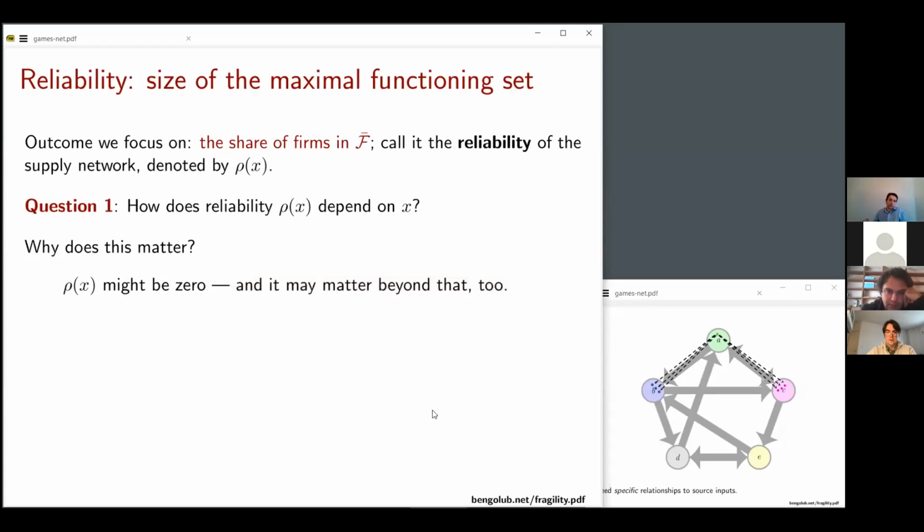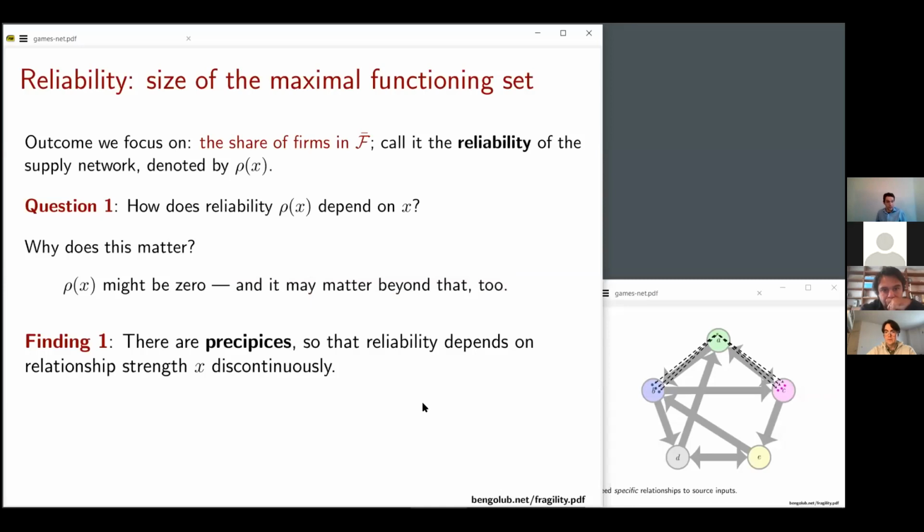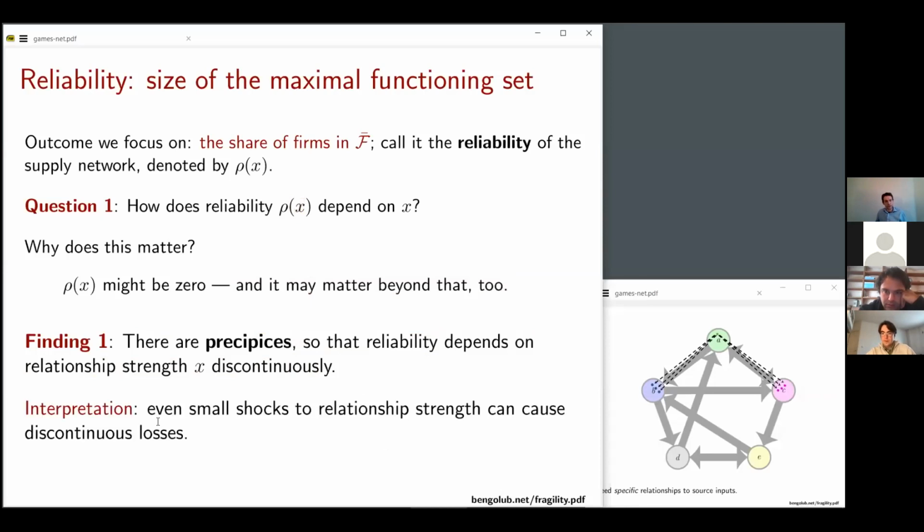In the US, beef production is down by 10%, pork production is down by 25%. That surely is going to have implications for prices and quantities in other industries, and for welfare. And our main finding is going to be that there are these things we call precipices, so that reliability depends discontinuously on X, which is the probability that these pipes work. And then we're going to interpret that and say even small shocks to relationship strength can have very, very stark discontinuous consequences for economic welfare.